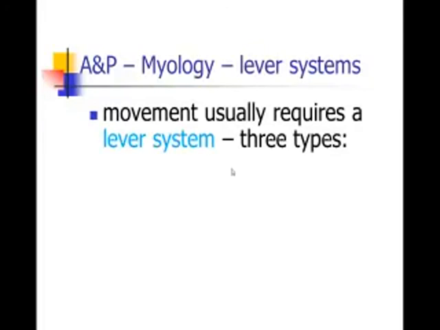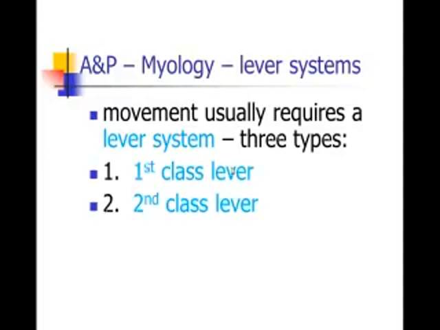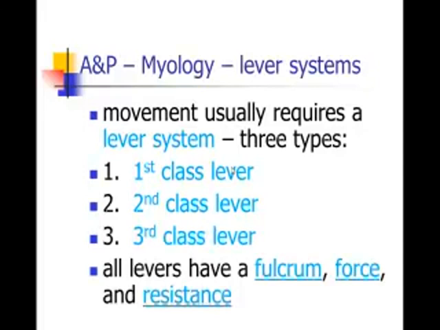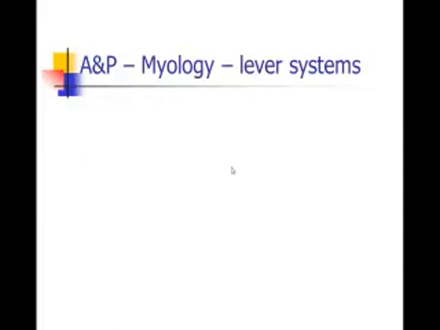Okay, lever systems. Lever systems are an essential part of movement. And we have three kinds. We have first-class levers, second-class levers, and third-class levers. We'll look at all three. All levers are going to have three components. They're going to have a fulcrum as opposed to half of a crumb. They're going to have a force, and I hope that it will be with you. And then they have resistance.